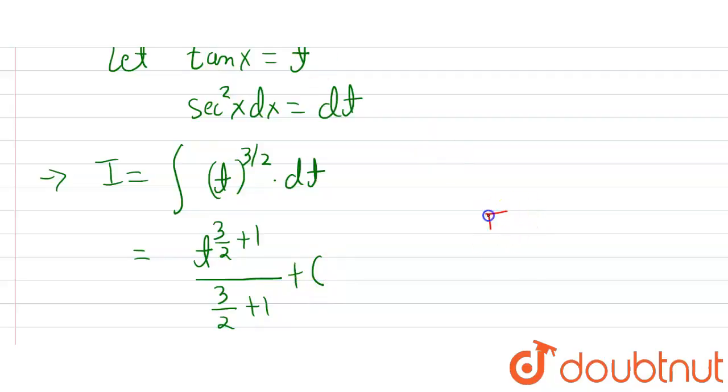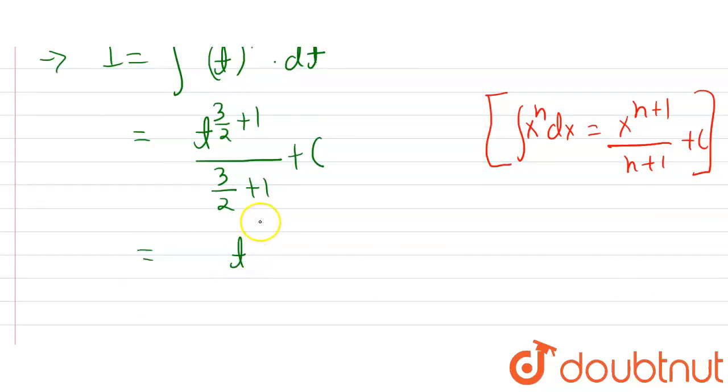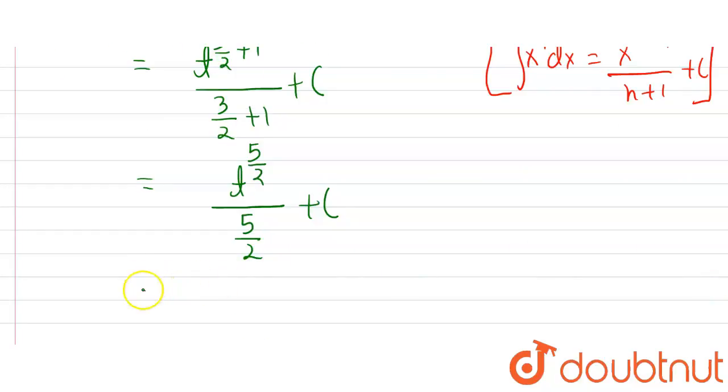How? Because we know a property of integration, that the integral of x to the power n dx will be equal to x to the power n plus 1 upon n plus 1 plus c. Therefore using this property our expression becomes this. Now if we take the LCM, it would be 2 in the denominator and the numerator will be 3 plus 2, which is 5. So it will be t to the power 5 by 2 upon 5 by 2 plus c. Now this will be 2 upon 5 into t to the power 5 by 2 plus c.